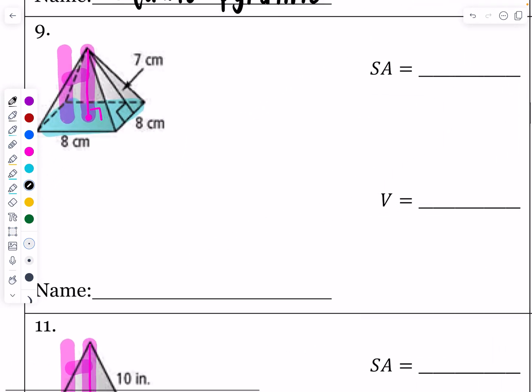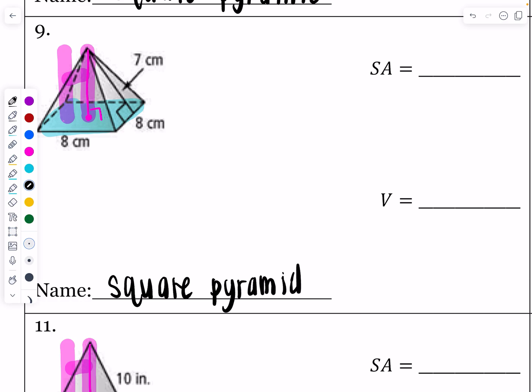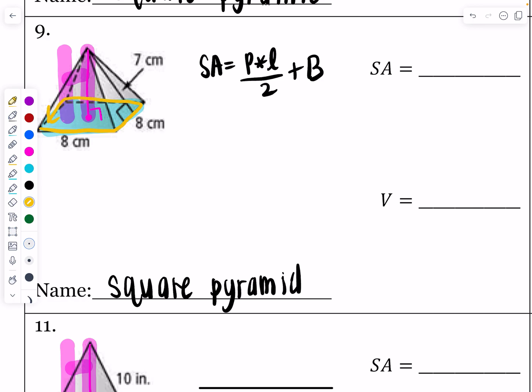All right, what is this next shape? Well, this next shape is going to be a square pyramid. It comes to a point. It's got a base that's a square, so it's all about the base when you name it. And so surface area is going to be equal to perimeter times slant height divided by 2 plus the base. So I'm going to go through this one rather quickly since we've done several of these. Perimeter is going to be 8 times 4. So my perimeter is going to be 32. 8 plus 8 plus 8 plus 8.